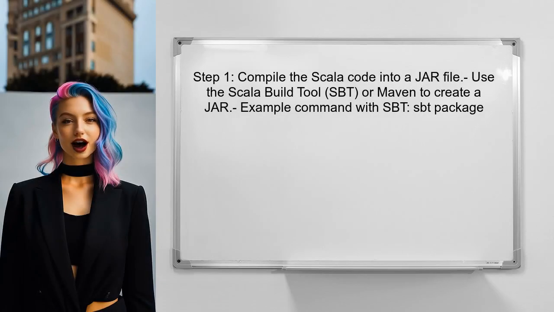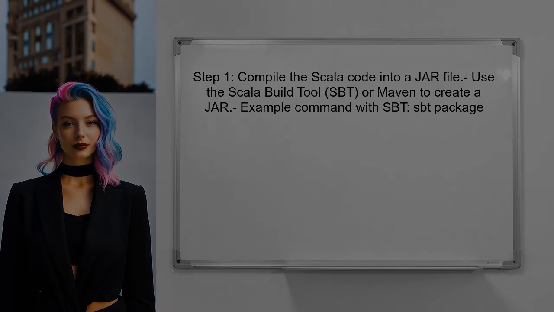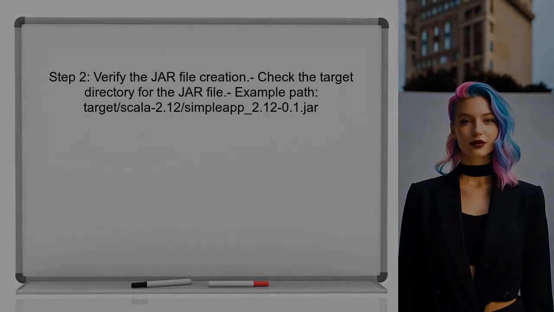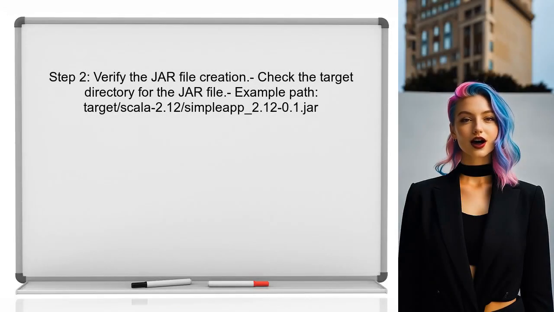To run a Scala script using Spark, the user first needs to ensure that the Scala code is compiled into a jar file. This is essential because Spark requires a jar file to execute Scala applications. Next, the user should verify that the jar file is created successfully. This file will contain the compiled Scala code and can be found in the target directory of the project.